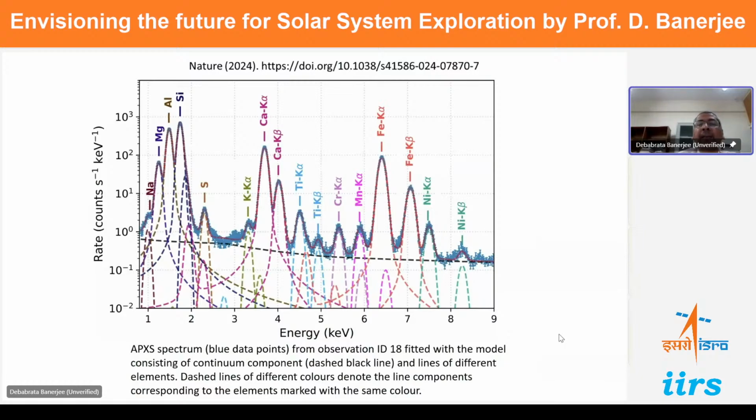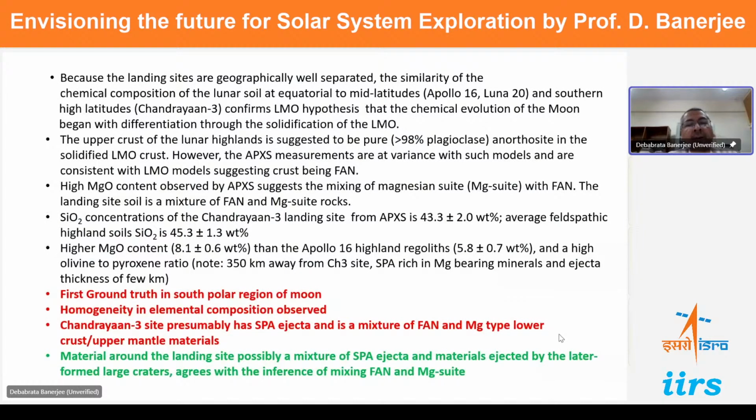So you have many elements which are present on the moon, and you have K alpha lines as well as some K beta lines. Many important conclusions arose from this paper, a very significant paper in Nature last year. Some of those are that it is the first ground truth in the south polar region of the moon, and there is homogeneity in the elemental composition which has been observed, because it has been compared with other measurements as well in other areas.